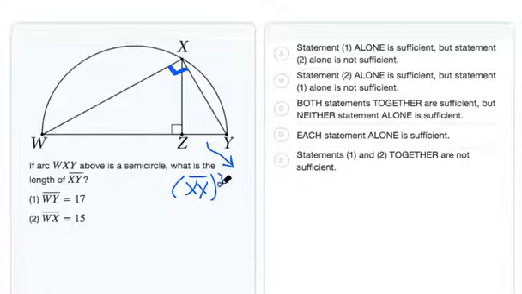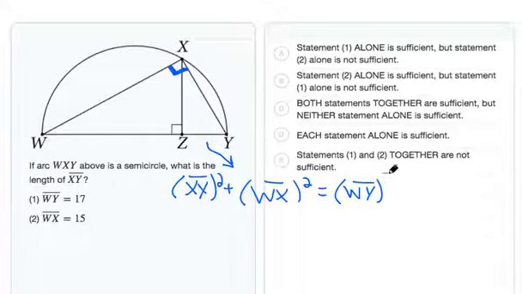squared, plus WX squared, and that should equal WY squared. So if we know two of the sides, these two, since this is the one that we're looking for, we should be able to find this length. So let's go ahead and consider statement 1.